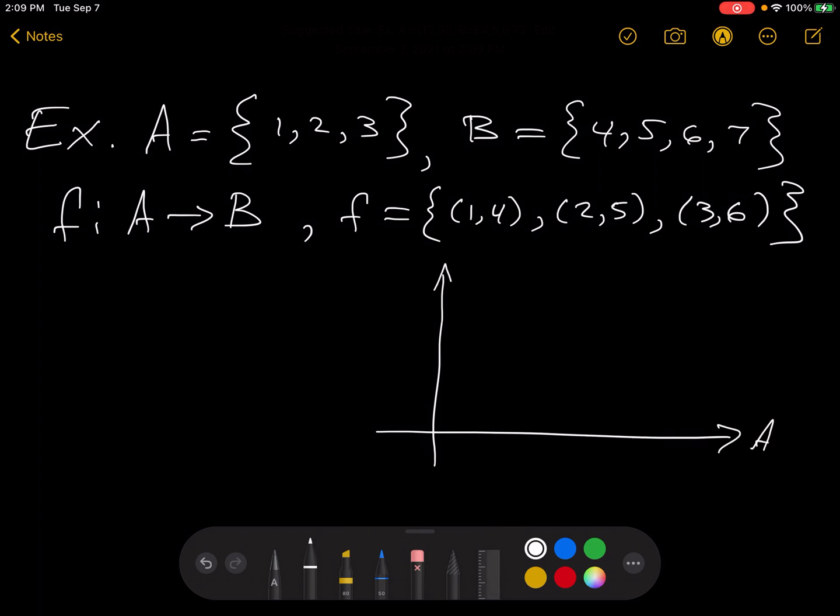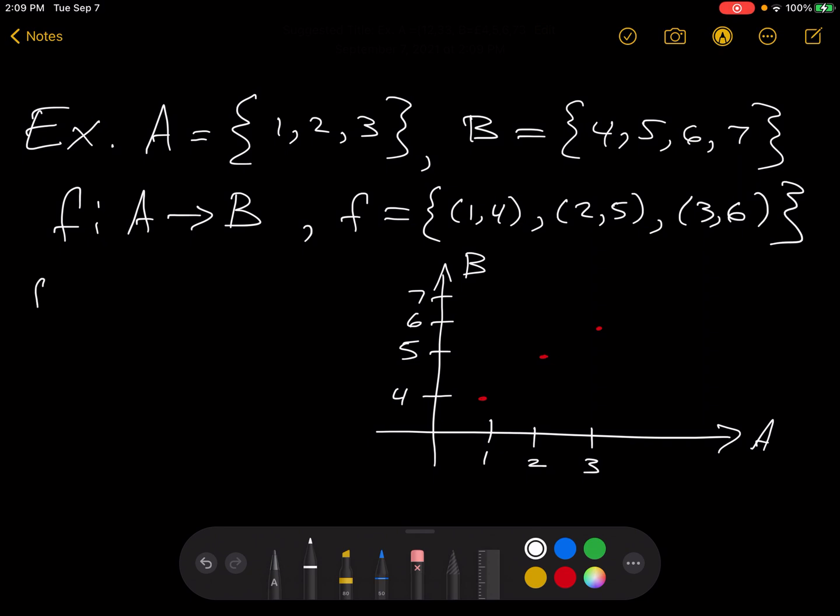This will be A, this will be B. Got 1, 2, 3, 4, 5, 6, and 7. And our graph has 1 related to 4, 2 related to 5, and 3 related to 6. And so you see that f passes the vertical line test.